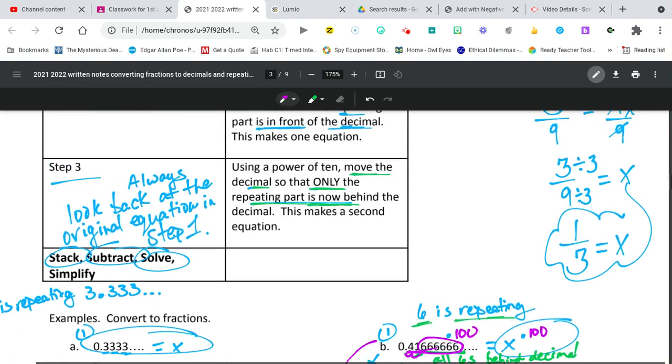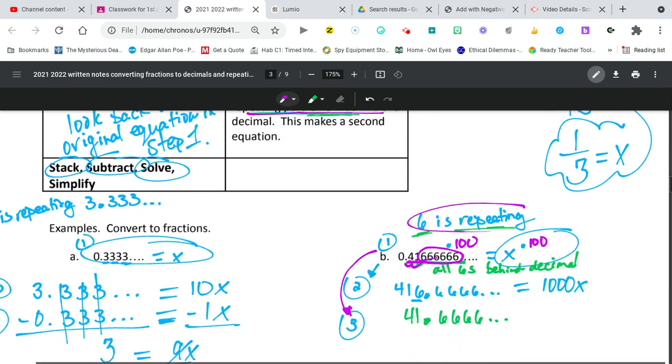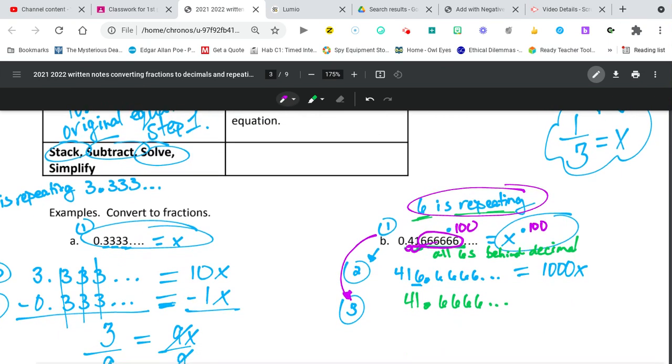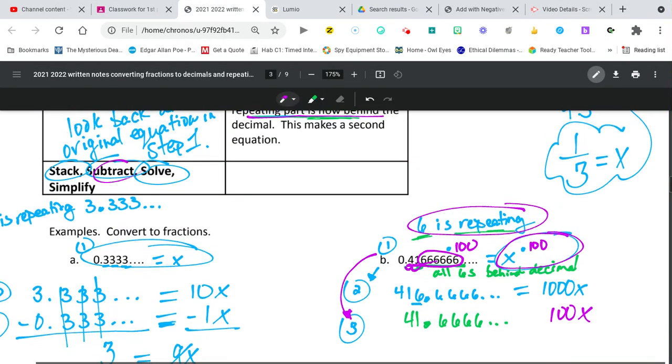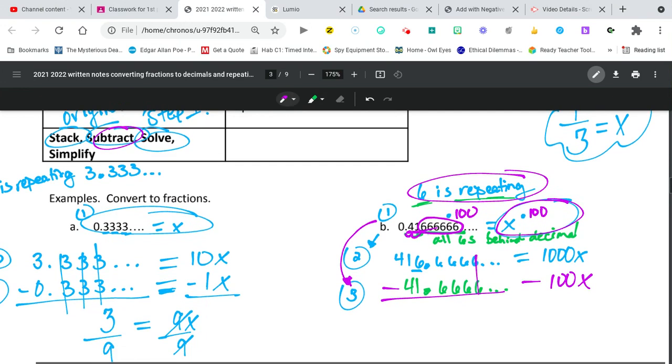Remember, on step 3, you can only have the repeating part in the back. So since the repeating part is 6's, I can only have the 6's in the back. So that's 41.66666. But again, that means I'm multiplying by 100. So over here, multiply x by 100. It's 100 x's. And after you get that set up, I need you to subtract them. Subtract, subtract. On this side, these 6's cancel.